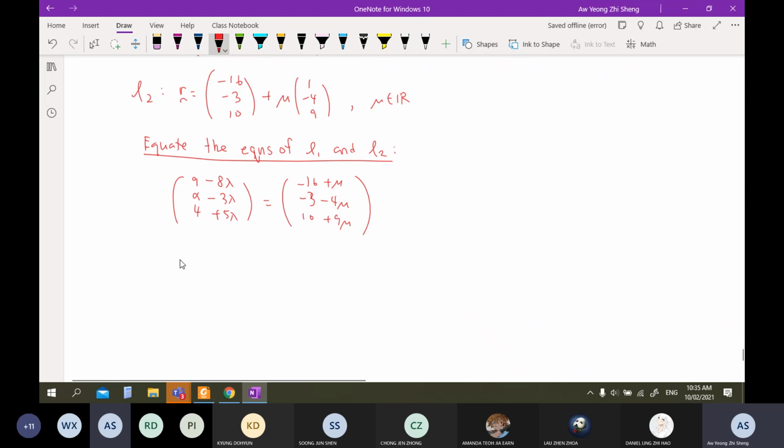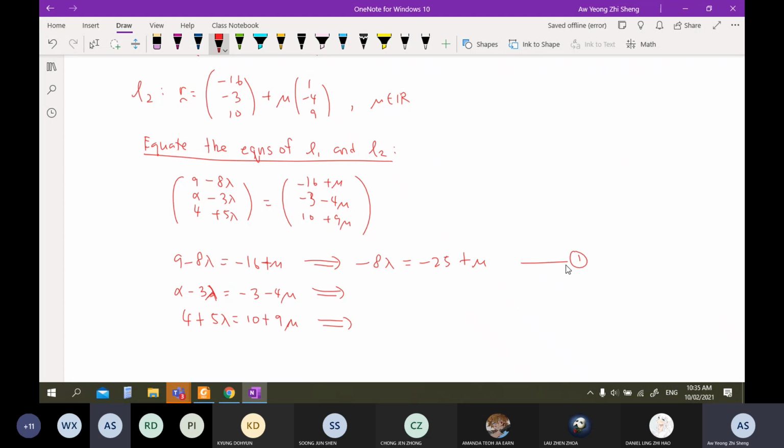Okay, then you can get three equations. So again, I choose to move all the constant terms to one side first to make the equation less messy before I start to solve. Minus 25 plus mu, call this equation 1.